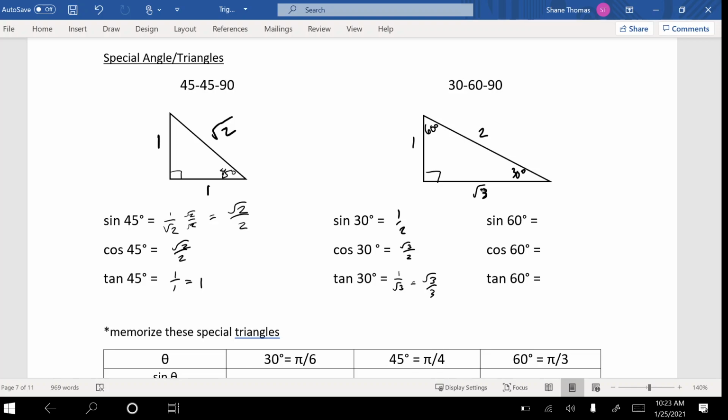So now I can use 60. I've switched things around. Now 60 is my reference angle. If it's 60 degrees, I have opposite over hypotenuse. Opposite is root 3, hypotenuse is 2. Cosine of 60 is going to be adjacent, which is 1, over hypotenuse of 2. Tangent of 60 is going to be opposite over adjacent, which is root 3 over 1, or just root 3. You guys with me on how I got those? Same relationships that we just did.